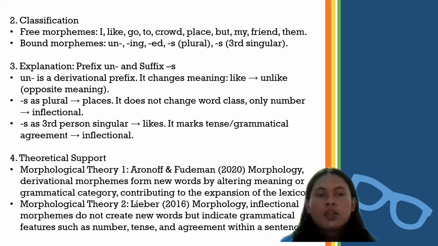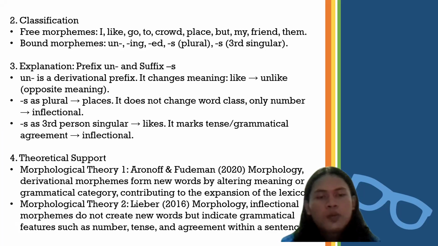And the last, theoretical support. The first morphological theory is Aronoff and Fudeman, 2020. Morphology, derivational morphemes form new words by altering meaning or grammatical category, contributing to the expansion of the lexicon.